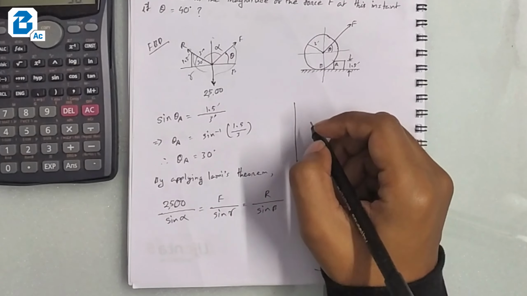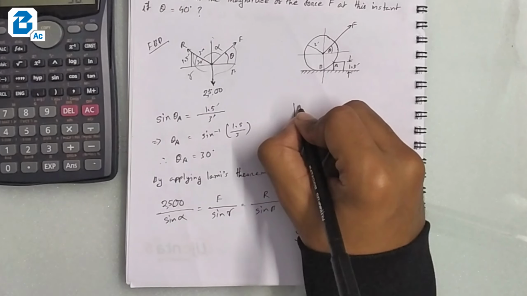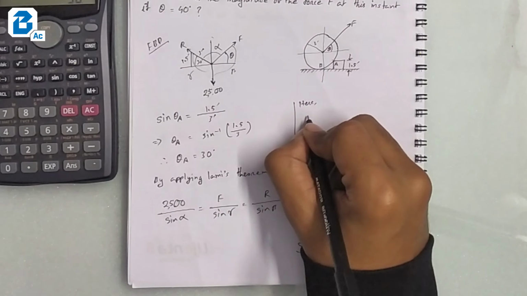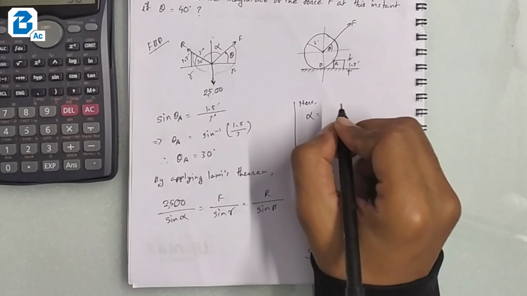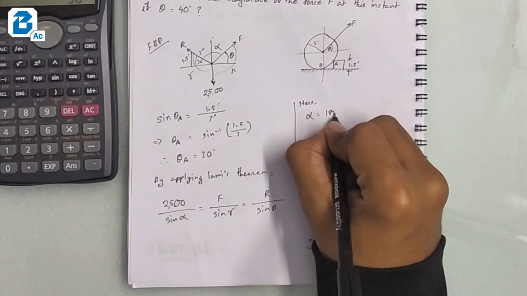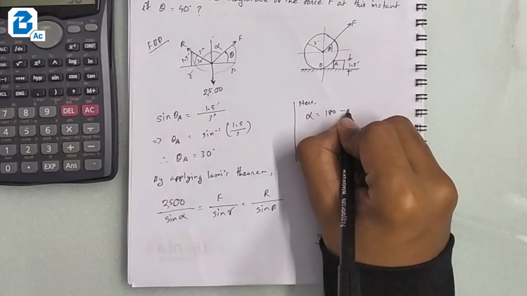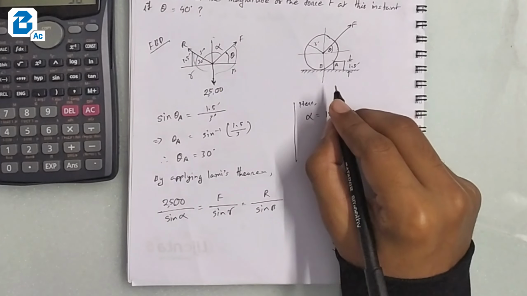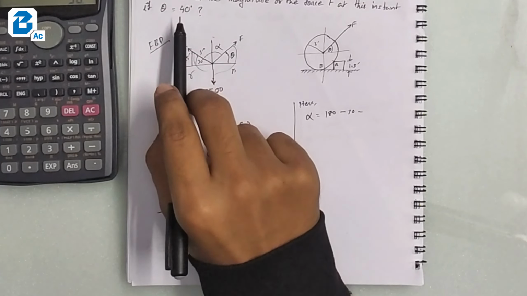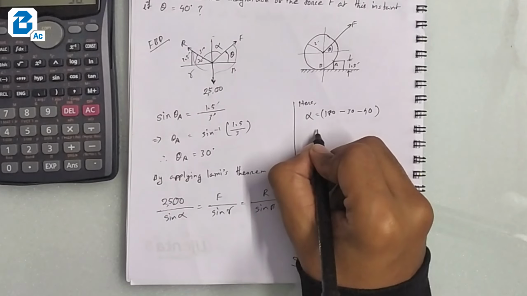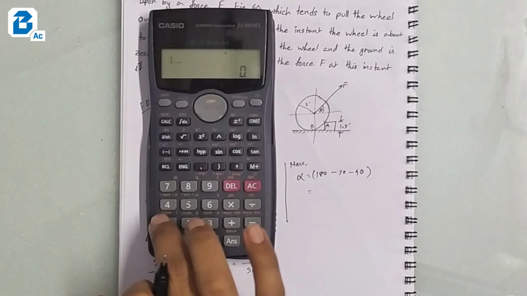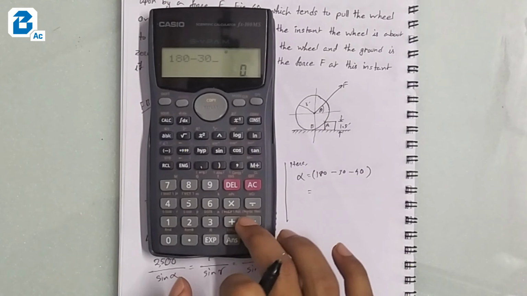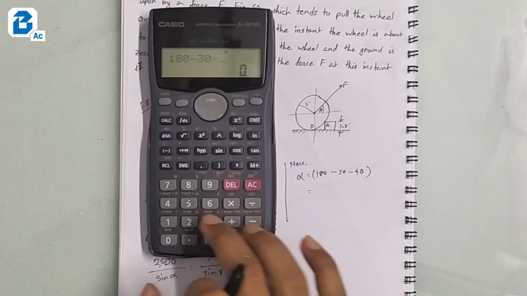Let's find out the alpha, beta and gamma angle. Here alpha equals 180 minus 30, which we have found here, minus theta, which is 40 degree as said in the question. Then we get 180 minus 30 minus 40, we get 110 degree.